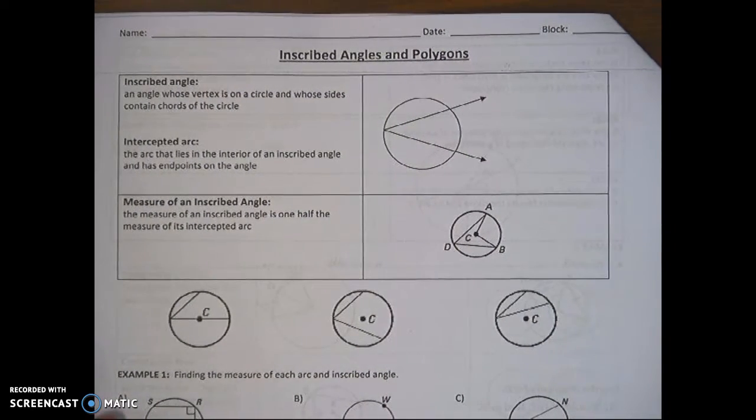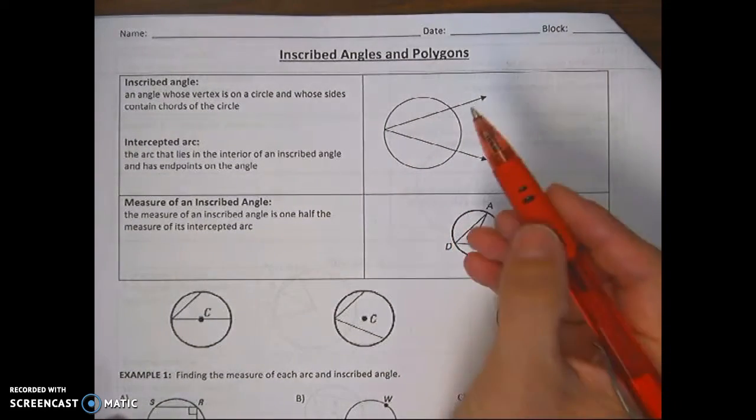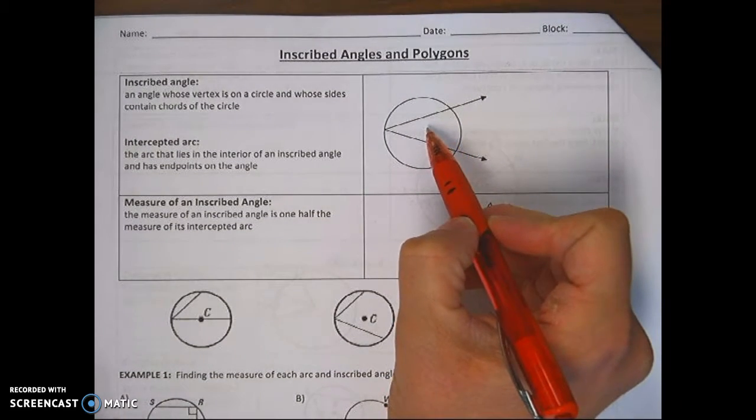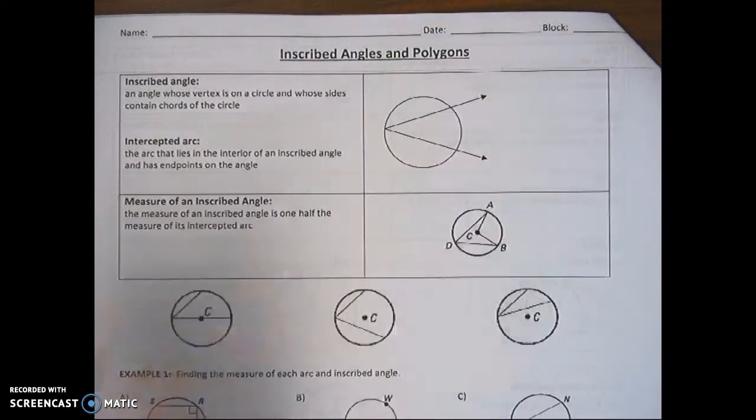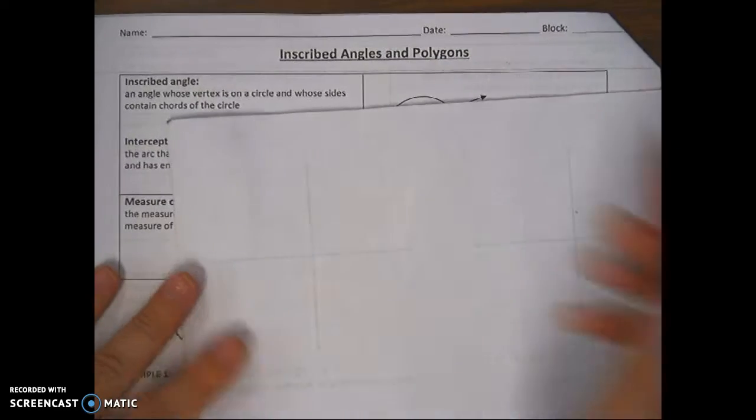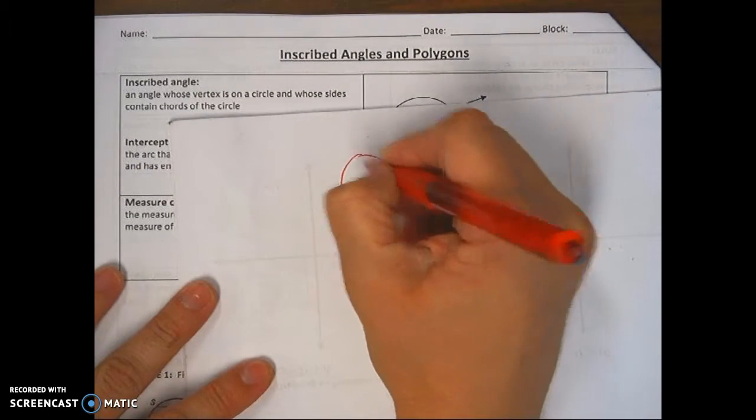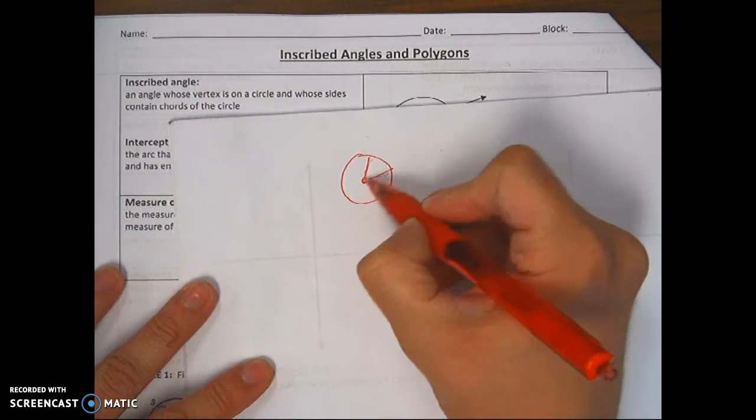First thing is to define what an inscribed angle is. We've talked about central angles. A central angle is an angle whose vertex is at the center of the circle. A central angle would look like this. So we have a circle, vertex at the center of the circle. This is your central angle.